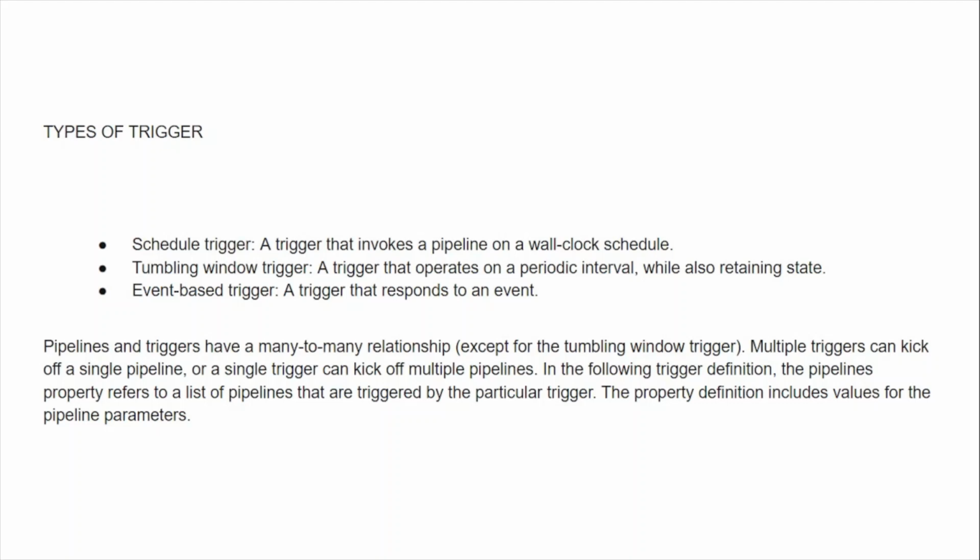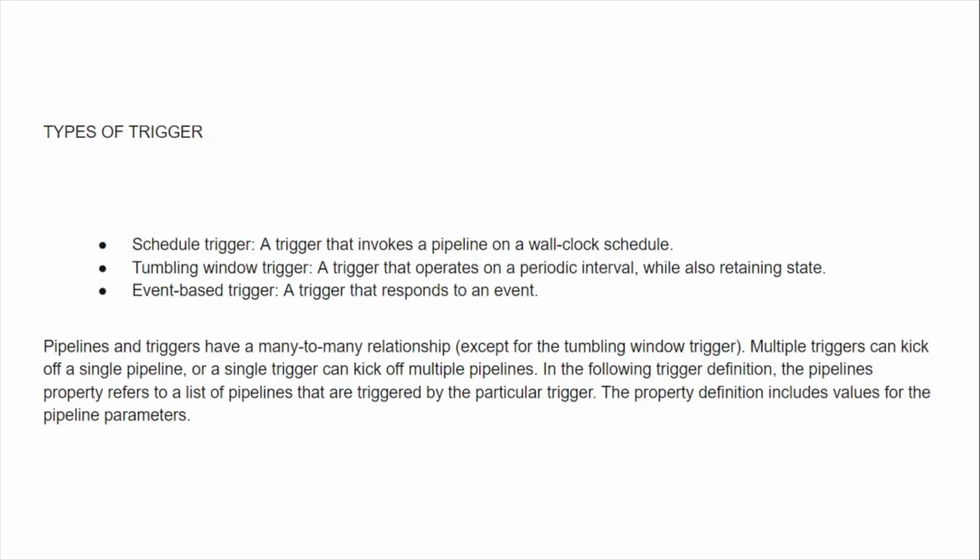The second one is the tumbling window trigger. It's also a similar type of schedule trigger, but it operates on a periodic interval while also retaining state, meaning the same workflow state. Periodic interval means, suppose you want to run your pipeline for one certain period, some window, maybe 1 week, and in that week every hour, every day, you need to run it. In that case the tumbling window trigger runs in a window fashion, like 9 to 10 one window, 10 to 11 one window, like that. I'll show you in the demo, then you will understand properly.